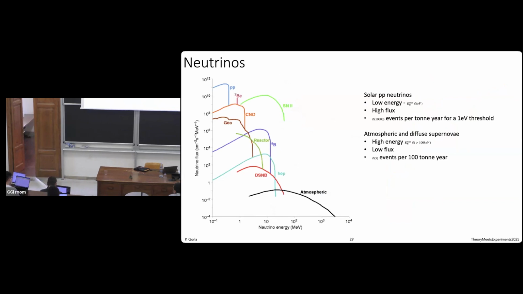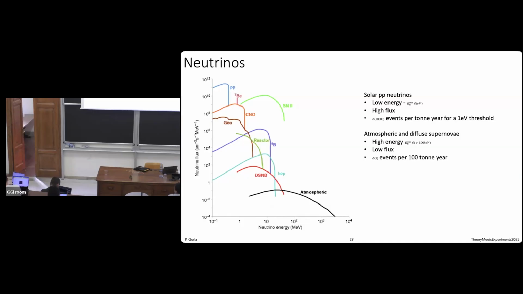And this is what you expect from neutrinos. This is things that maybe you know. The most intense source of neutrinos is the pp cycle, so proton-proton fusion in the sun core, basically. And the energy is low, but the flux is extremely high. You have really a lot of events per ton year at 1 electron volt threshold.